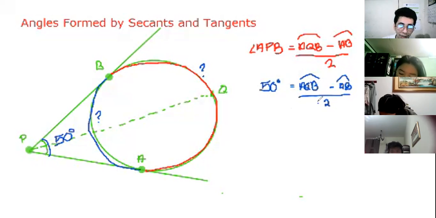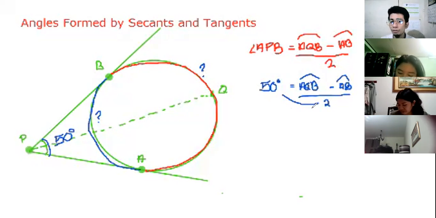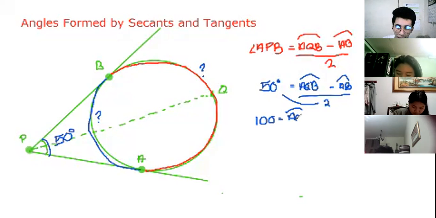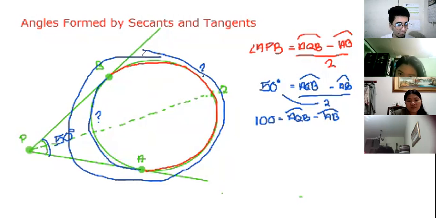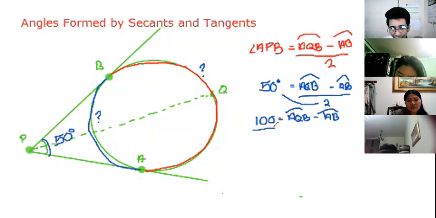Ngayon, ita-times natin to 50 times 2. So, magkaroon tayo ng 100 is equals to angle AQB minus angle AB. So, nakukuha natin. Ngayon daw, diba isang buong circle ito. Kapag daw pinag-minus natin sila, 100 ang kalalabasan. Diba? Nagagets nyo? Kapag pinag-minus natin sila, 100 ang kalalabasan.